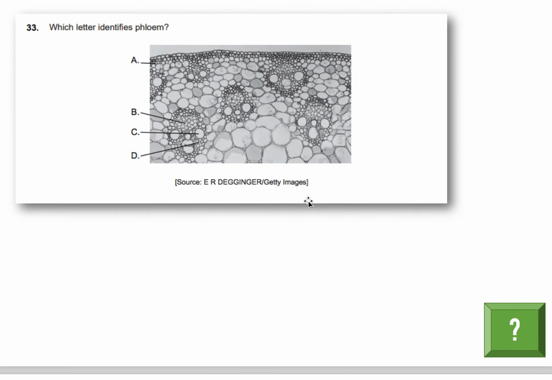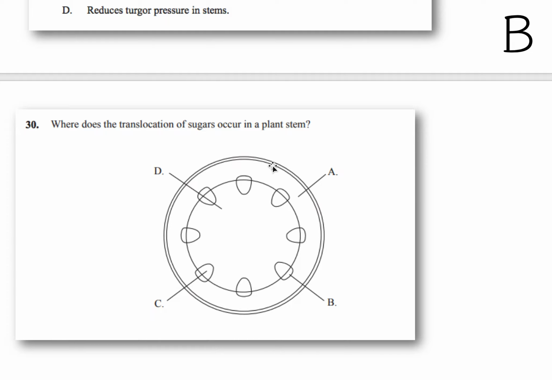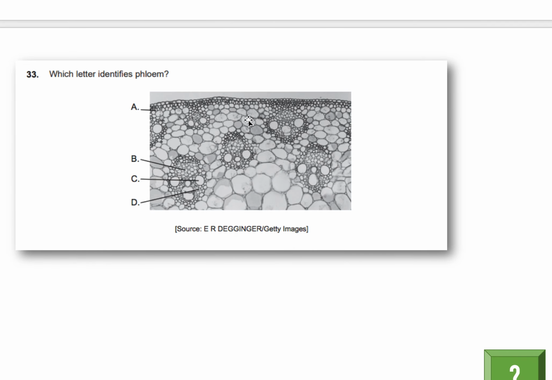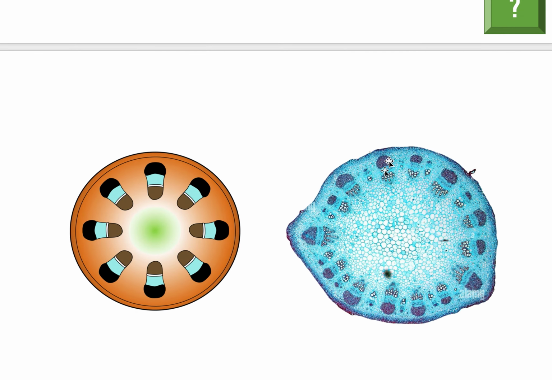Next one. Which letter identifies phloem? So again, now they're zooming in a bit more. So here, they showed you the whole stem. Now they're zooming into a small part and showing you a real image. Okay, so they're zooming in now to the edge and showing you a real image. Let me show you my real image. So here's my real image. So this is the one we have, and this is the real way it looks like. In this picture, they're essentially zooming in to like a corner here, okay, and showing you that.